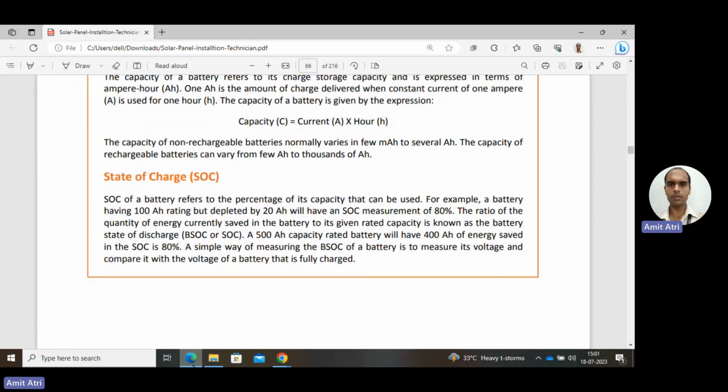The state of charge. The state of charge of a battery refers to the percentage of its capacity that can be used. Meaning how much percentage of the total capacity can be used. So if the charge storage capacity is 100 ampere hour, but it is depleted by 20 ampere hour, then the state of charge will be 80%. That is the percentage of capacity available.